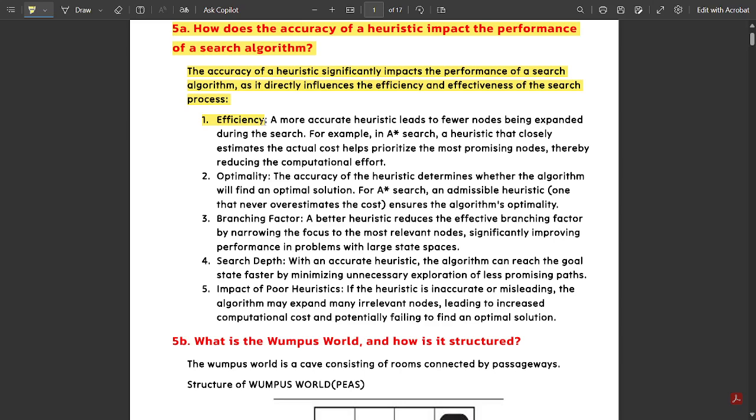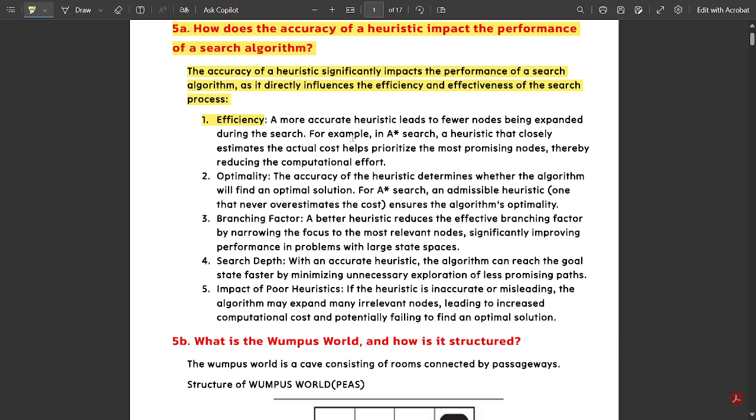Efficiency means how good it is at searching step by step, and how quickly you get the solutions. A more accurate heuristic leads to fewer nodes being expanded. In order to apply any problem in search algorithms, efficiency matters when a small number of nodes is used. If fewer nodes are used, then you can say that the problem has good efficiency and you will reach the goal in the earliest manner.